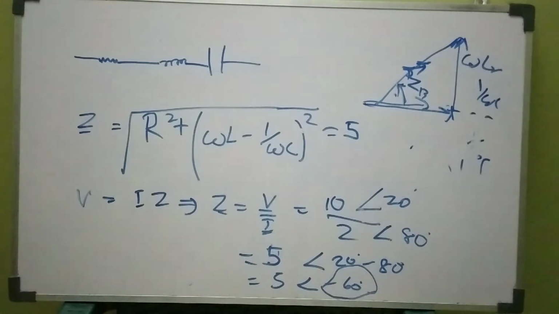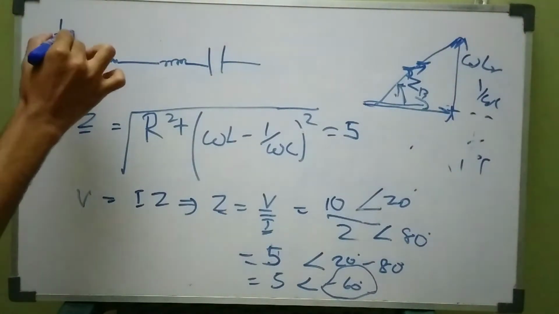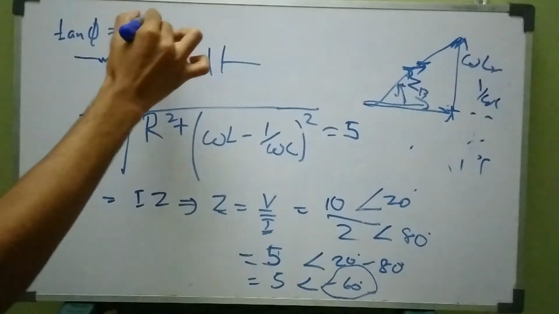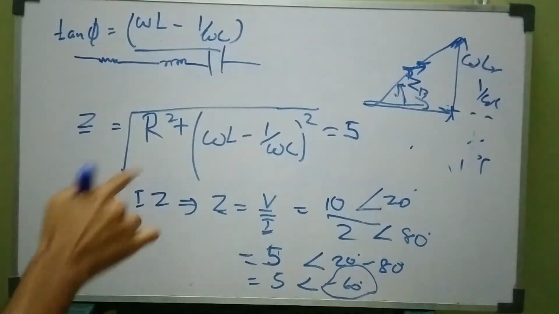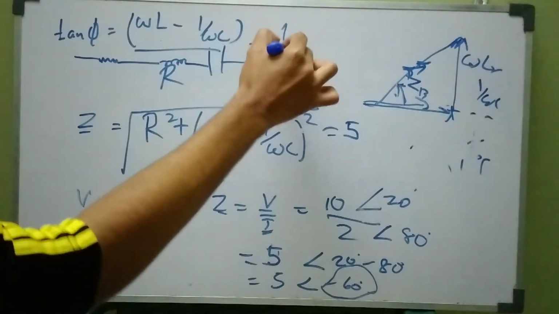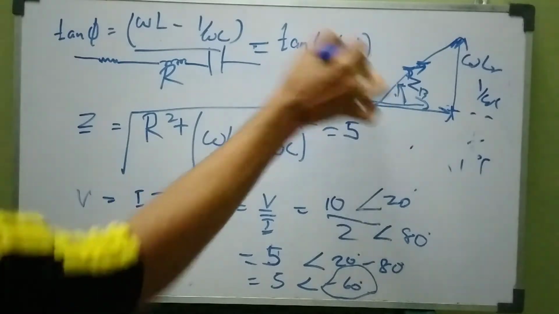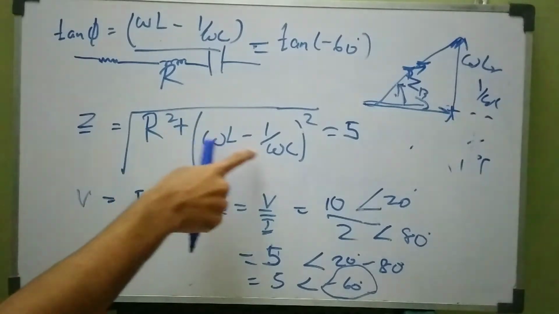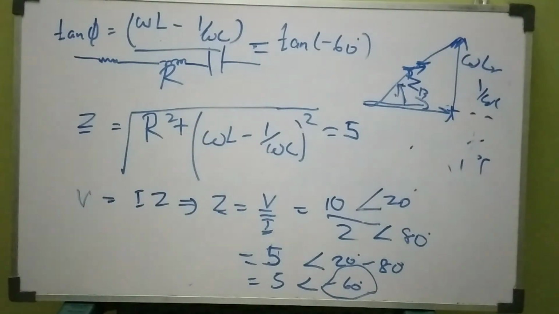So I need to find the value for the phase angle. It's not a big deal, as I have already mentioned. Tan phi, if I write an equation for tan phi, the phase angle, it's going to be omega L minus 1 over omega C, over R, is equal to tan, be careful about this, tan minus 60. Also, we already know that for this one, the omega is going to be 1000 radian per second.